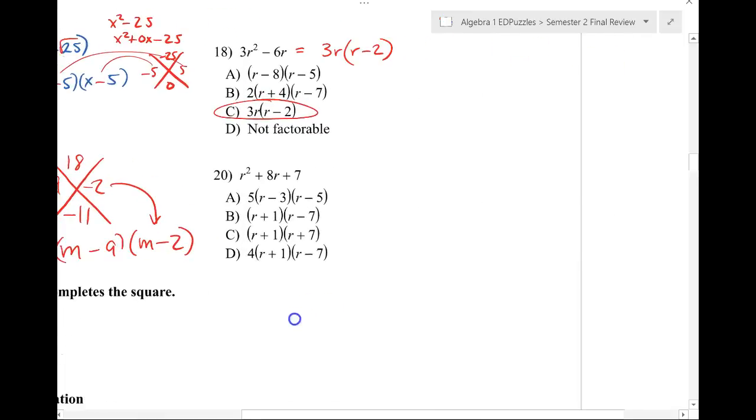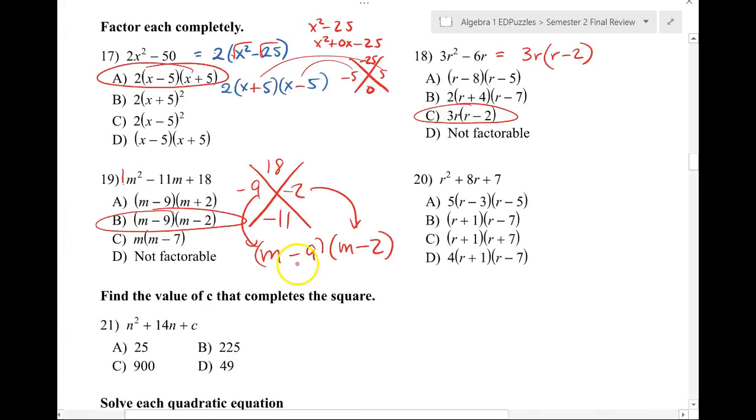So now, some of you guys were thinking, wait, isn't it supposed to be positive 9 and positive 2? That's only when you are asked to solve it and you have to find the solution. Then you know that the answers are opposite. So if you had to solve this, m would equal 9 and m would equal 2. But that's not what it's asking for. It's just asking for you to factor it.